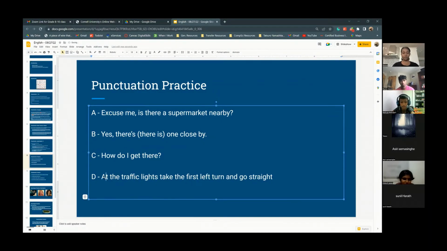All right, can you contract "how do I get there?" "How do" into "how I get there," contracted? Yes. So it can also be "how would I get there?" Good job. Okay, now let's work on D.